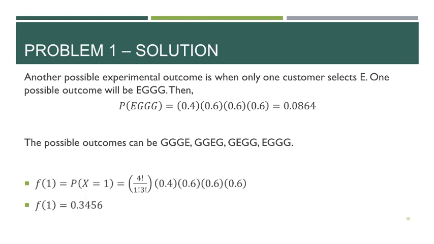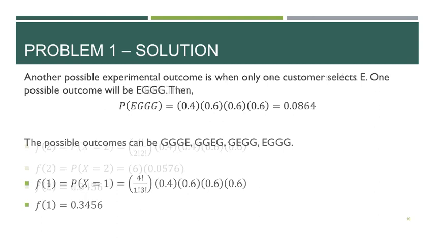Since it doesn't matter what the order will be, we will use combination to calculate the number of possible arrangements. The first term in the equation refers to the number of possible arrangements. It could be GGGE, GGEG, GEGG, EGGG. Then we will multiply it with the probability of E, which is 0.4, and the probability of G, that is equal to 0.6. Calculating, we get 0.3456.